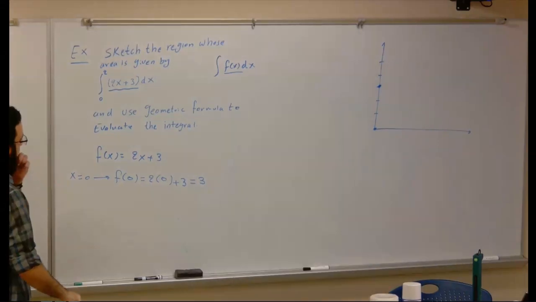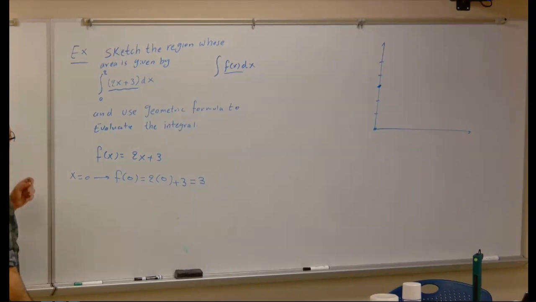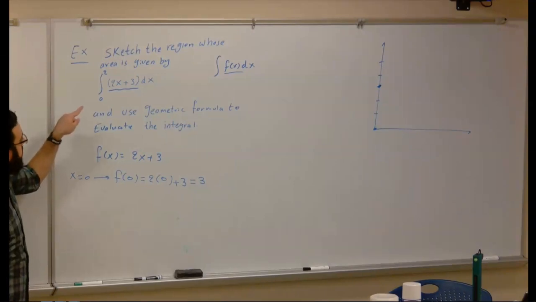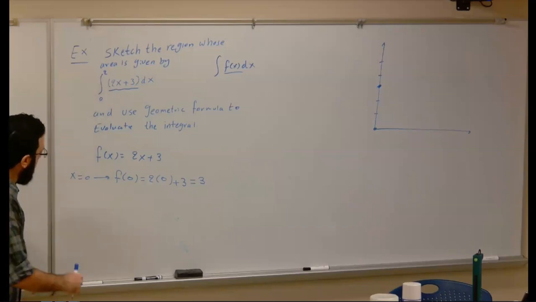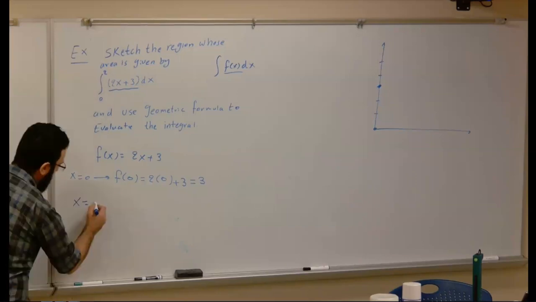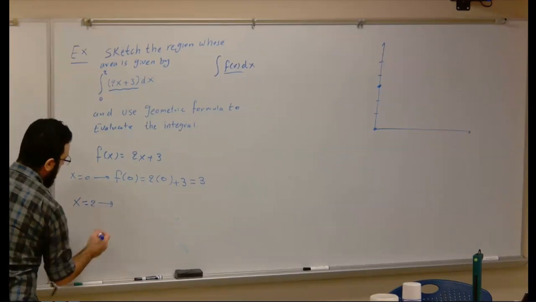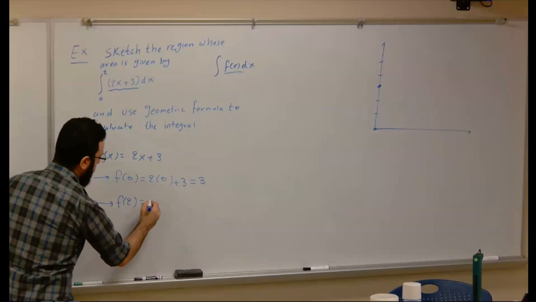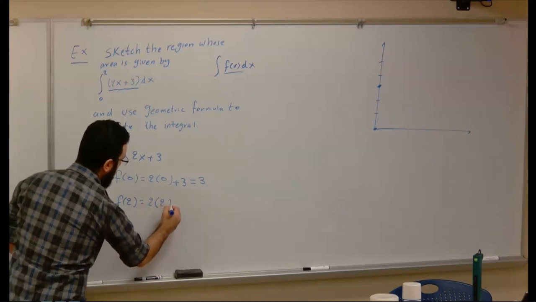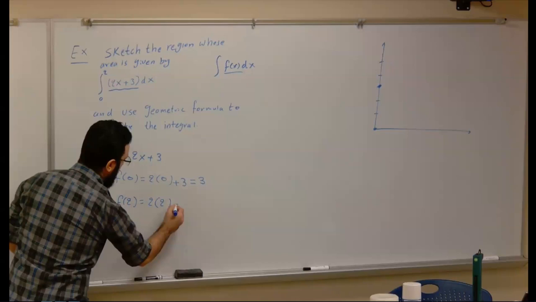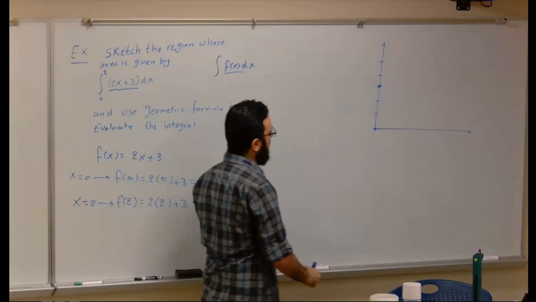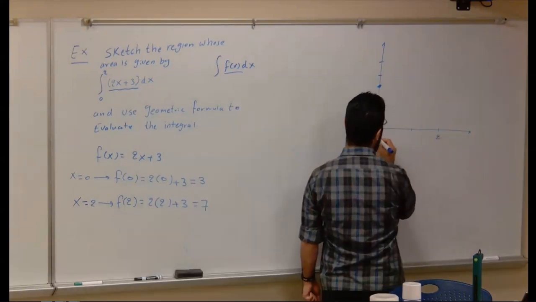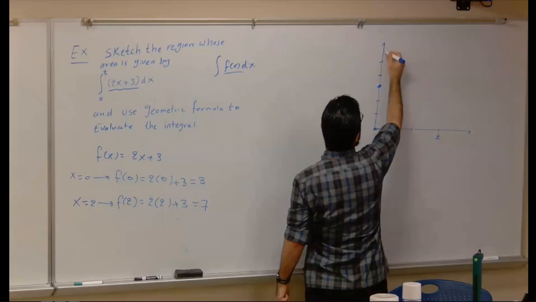Now I need to choose another point, but check the limits. Why did I choose x equals 0? Because my boundary is from x equals 0 to 2. I need to find this region from 0 to 2. That means the next point is going to be x equals 2. That means f of 2 is going to equal 2 times 2 plus 3. So 4 plus 3 is going to be 7. So when x equals 1, here's 2, and it's going to be 1, 2, 3, 4, 5, 6, 7.